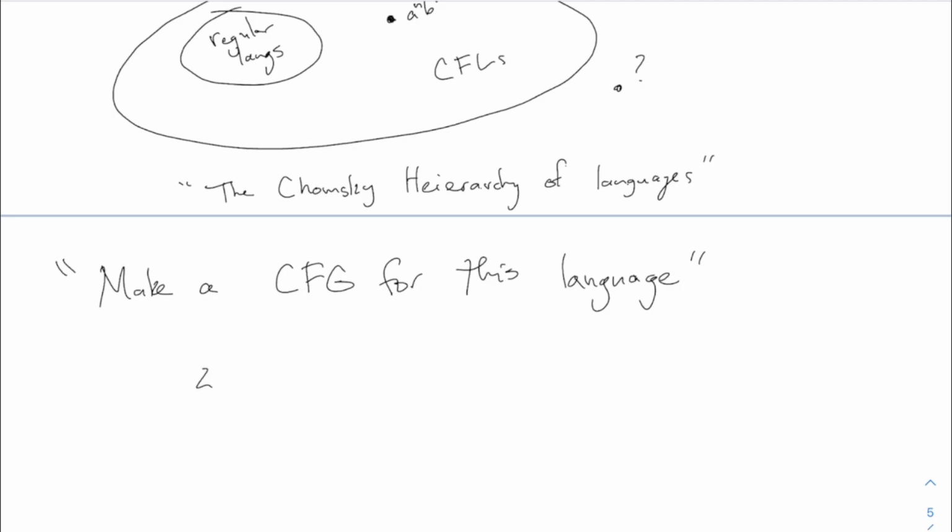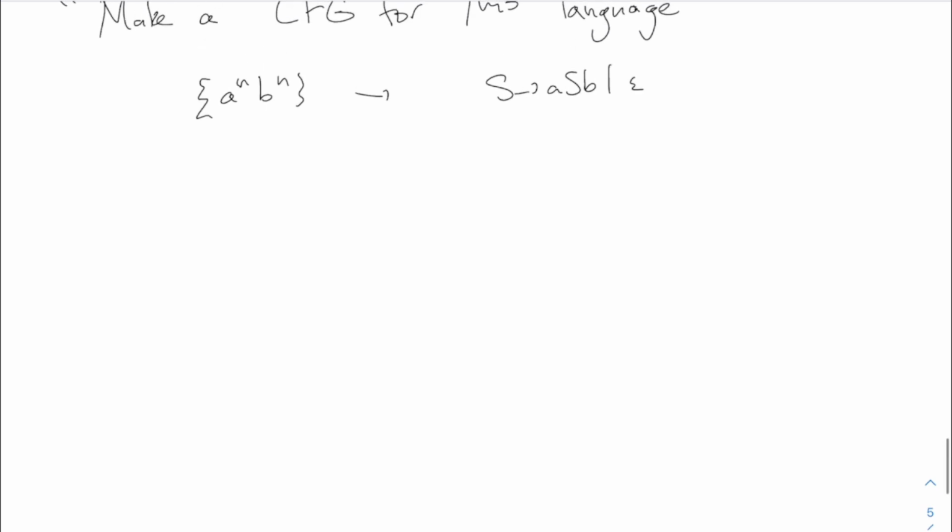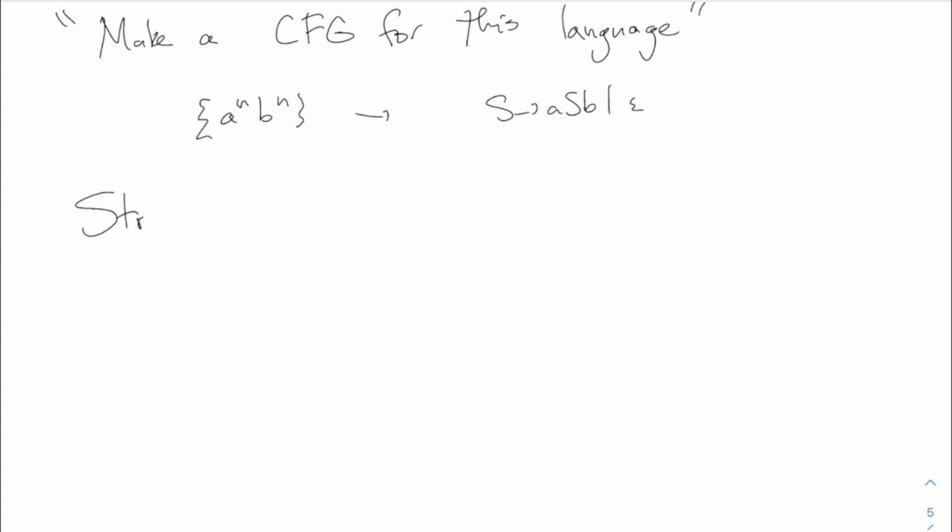For instance, if I say A to the N, B to the N, you say S goes to A S B, or epsilon. Now that, I just sort of memorized, but actually there are some basic techniques that we can talk about which will help you to create that grammar if I describe to you a simple or not so simple language. All right? So basic strategies. There's no general formula to plug into. There are some basic strategies though that you can apply.